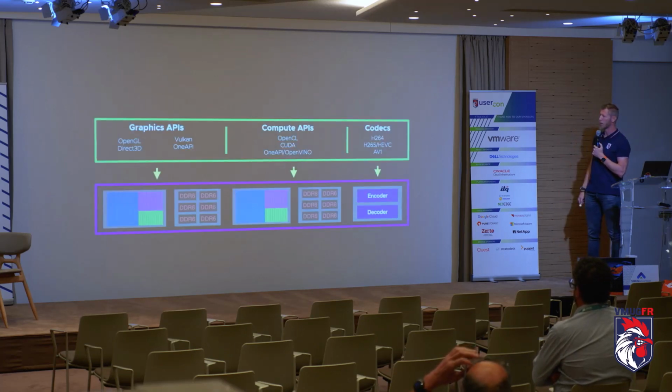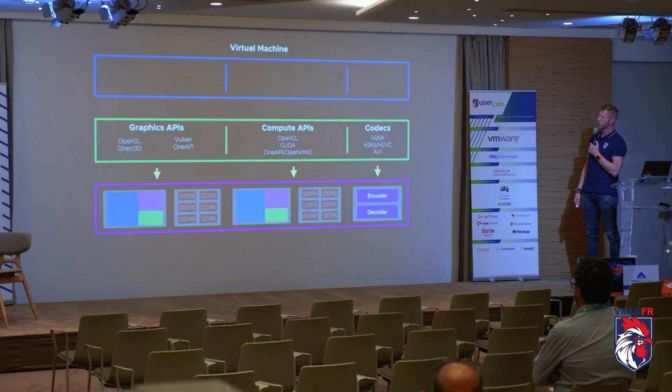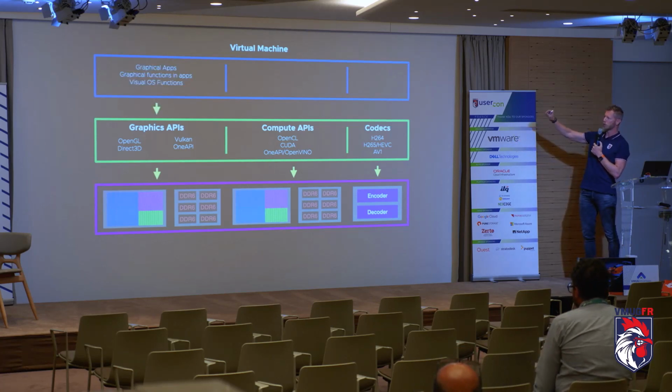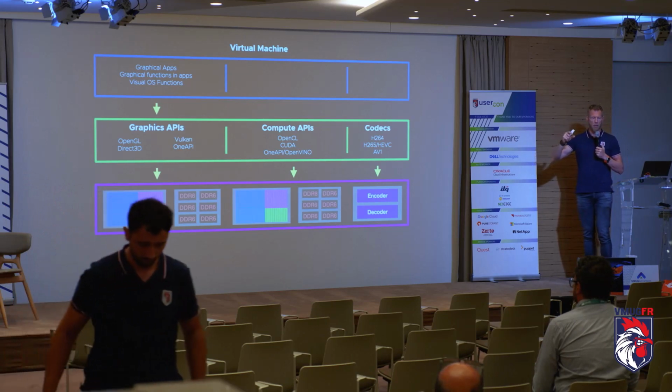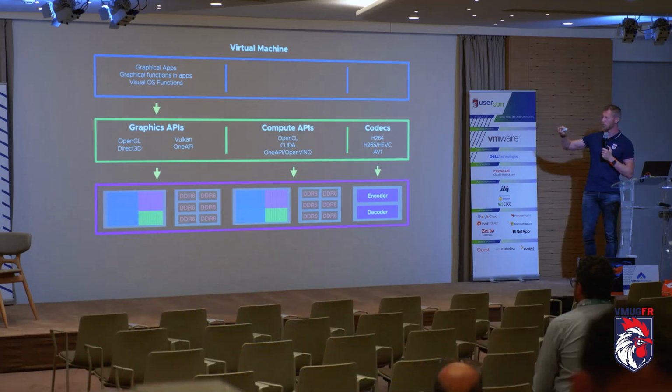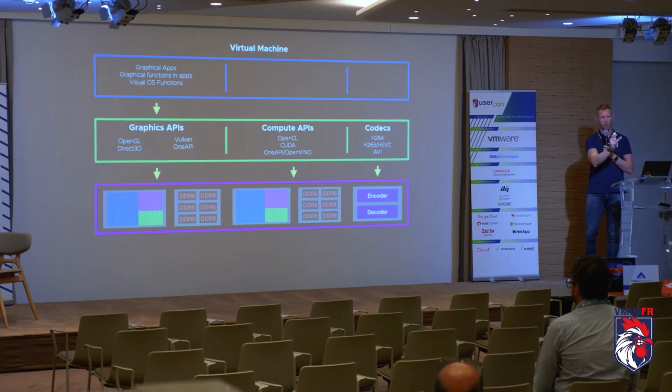Right. In order to use all of this, you need a virtual machine. And within the virtual machine, you have specific graphical apps, graphical functions within apps. Take an EMR application, if that has, for instance, a Google Maps plugin that uses graphical functions, then that's a specific function within an app that's graphical. And within, for instance, Windows 11 or Windows 10 or some Linux distros, you have specific functions within the OS that use a GPU as well.